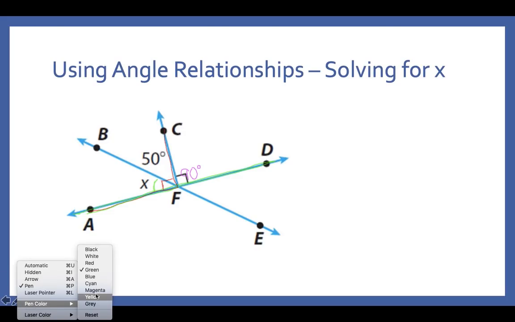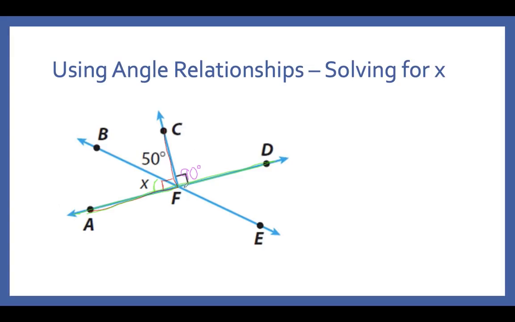Let me pick a different color. My bad. Sorry, guys. So if I know that angle X and this angle, which is 50 degrees, have to make 90, then I could write an equation, and I'm going to do both ways. I could say, all right, X, this angle right here, plus this angle BFC, which is 50, have to equal 90 degrees.